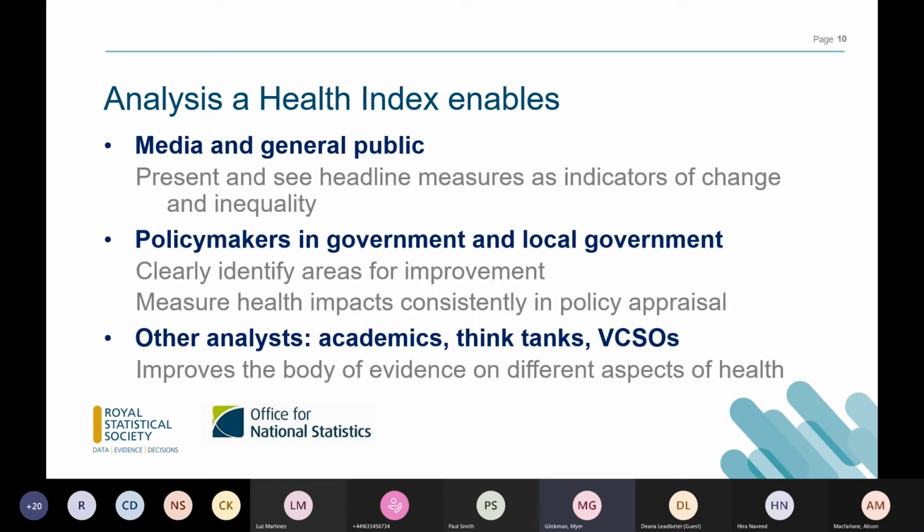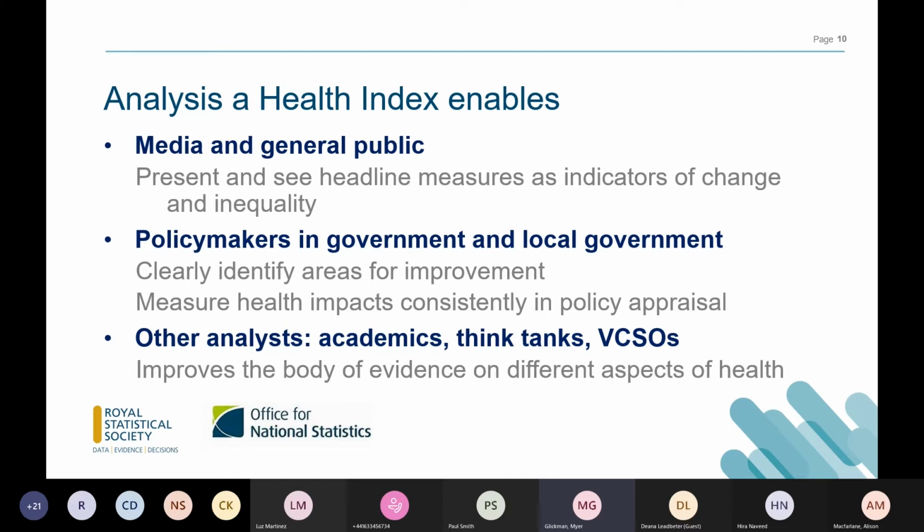What we're trying to do is take the best of those two approaches. The headline measure, which is simple and everyone can see it going up and down, and the kind of toolbox of indicators that gives you lots of detail and makes things actionable. We're trying to bring these together, and that's what the health index is all about.